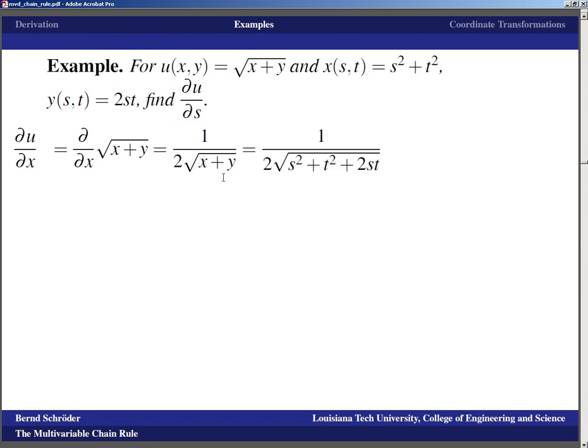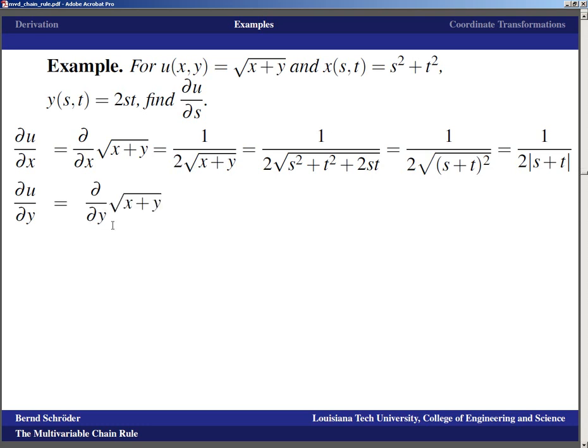And now we plug in x plus y, and so this is 1 over 2 times the square root. X is s squared plus t squared, that goes here. Y is 2st, and so that goes here. And of course, s squared plus t squared plus 2st is s plus t quantity squared. So this is 1 over 2 square root of s plus t quantity squared, and that's 1 over 2 times the absolute value of s plus t. We also need the partial derivative of u with respect to y.